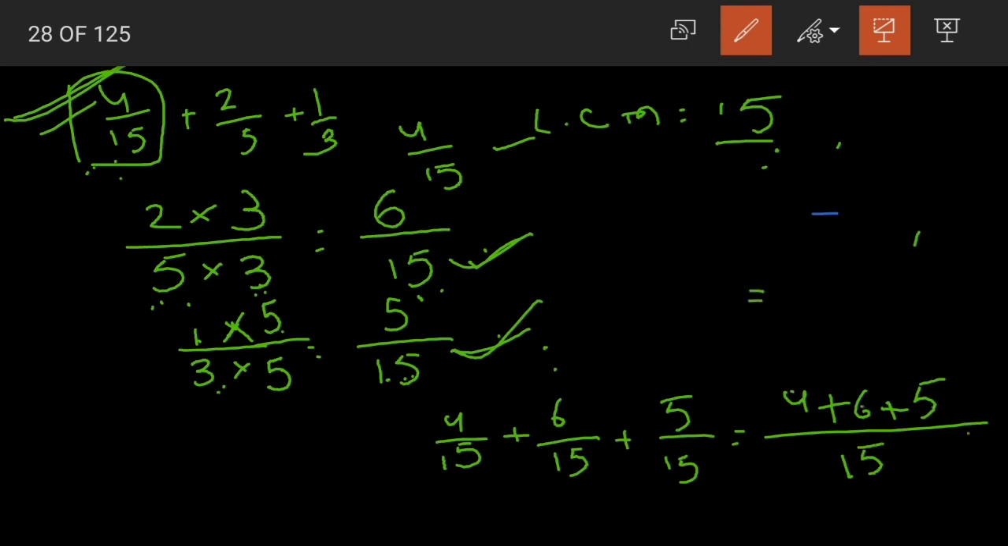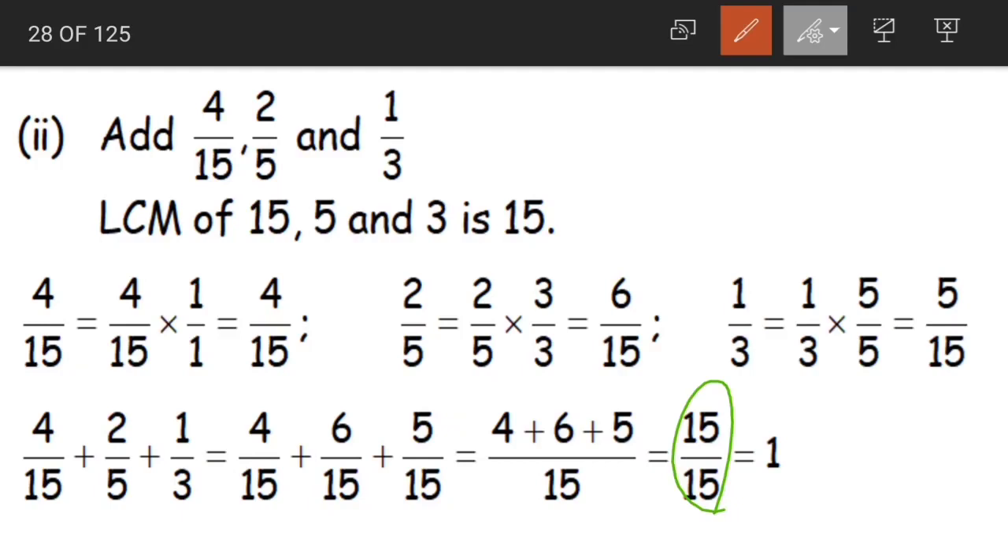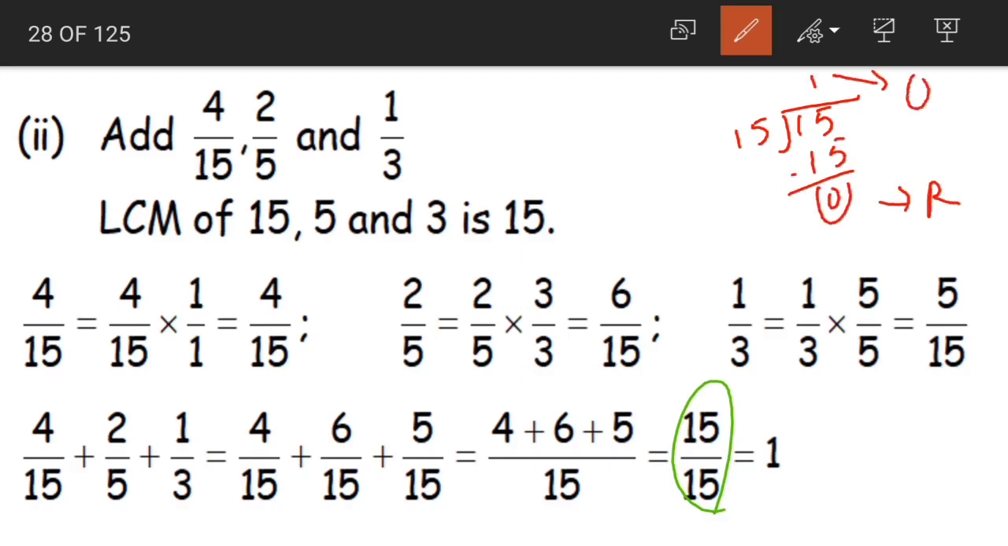4 plus 6 is 10, 10 plus 5 is 15, divided by, again the denominator is 15. Now here we are having 15 divided by 15. If we divide a number by itself, what will be the quotient? 15 ones are 15 and the remainder is 0. The quotient is 1. So 15 divided by 15 is nothing but 1, children.